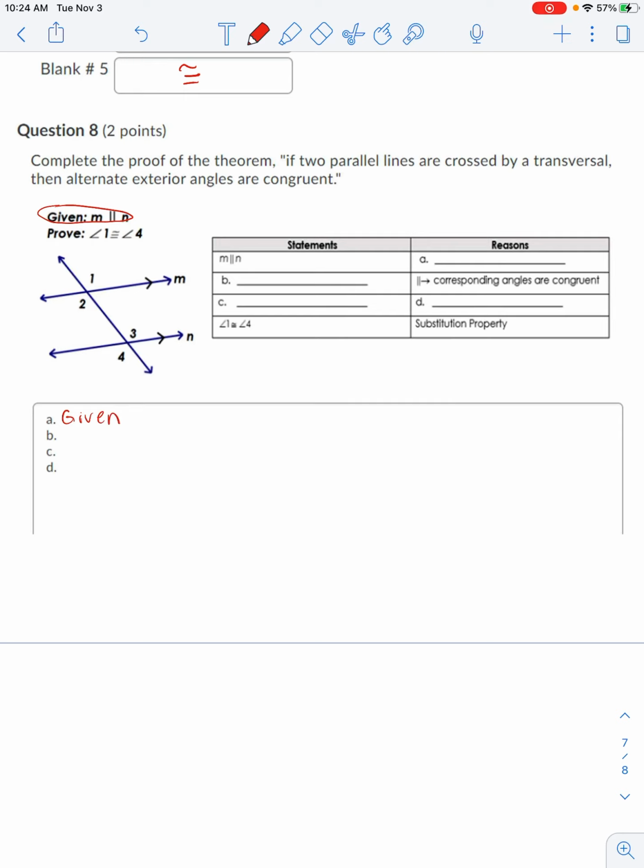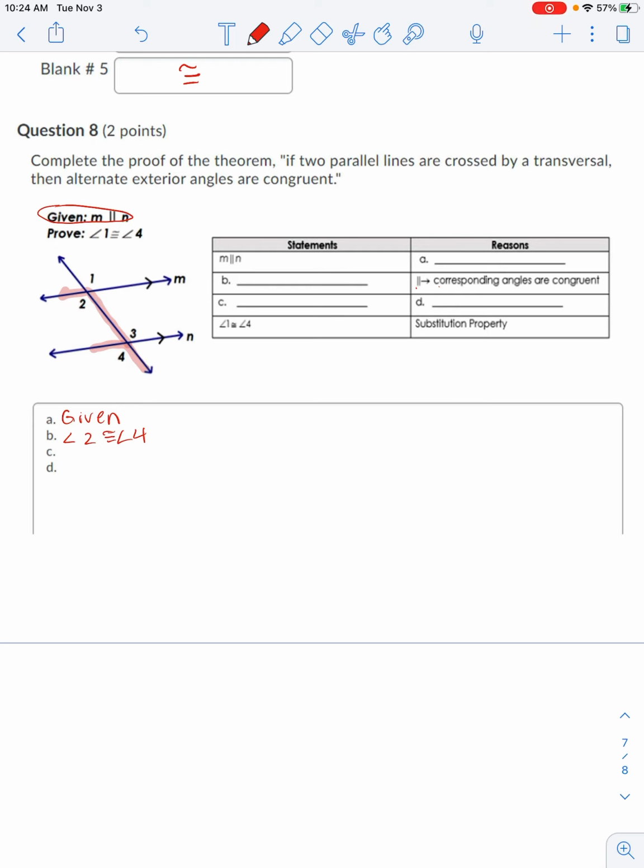The next part B that we want to fill in has its reason, and the reason is that parallel lines implies corresponding angles are congruent. So we know that we're dealing with corresponding angles. We need to list some. So which angles are corresponding? And you could come in here, remember corresponding, we draw the letter F. So I could draw an F right here, backwards. And I could say that angle 2 is congruent to angle 4.